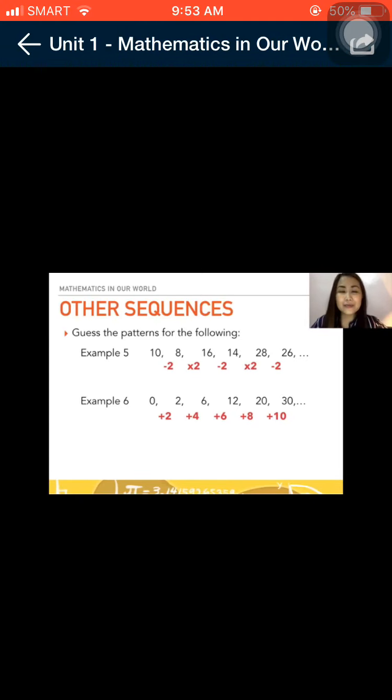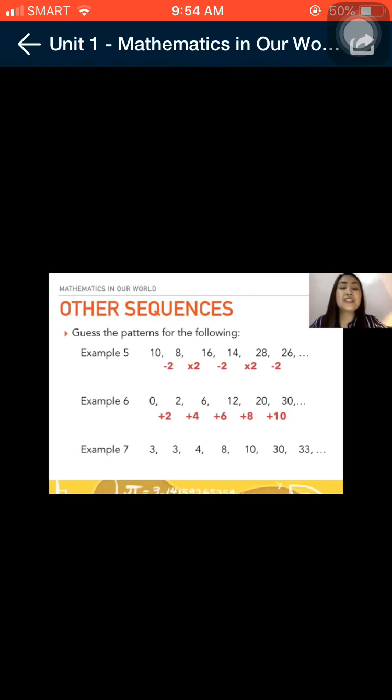So do we call this an arithmetic sequence? No, because you are not adding the same number. You're adding different numbers. Although, yes, the operation is all addition, we are adding different numbers, so we can't call this an arithmetic sequence. That's why it's an other type of sequence.